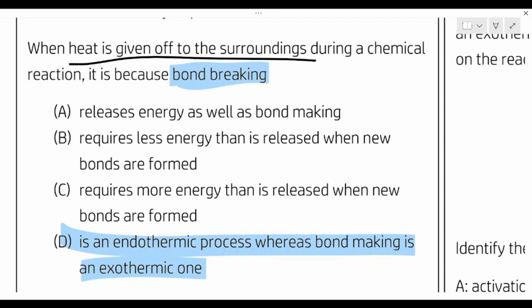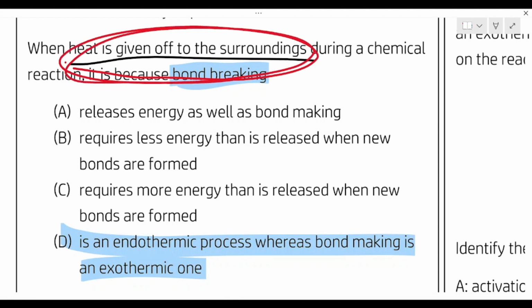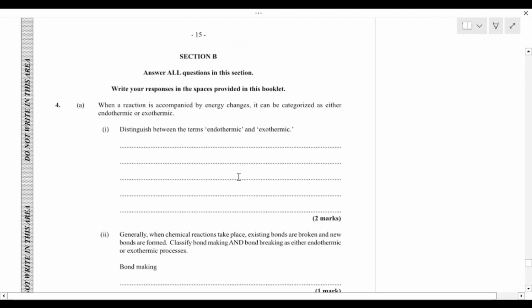What D is saying is correct. Bond breaking is an endothermic process and bond making is an exothermic one. However, it's even more important to note that the question says when heat is given off to the surroundings. So you can't say it is D.